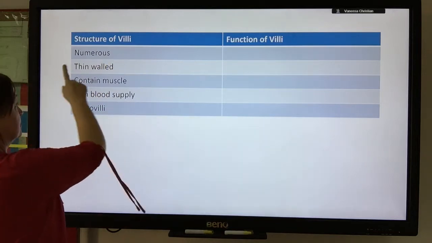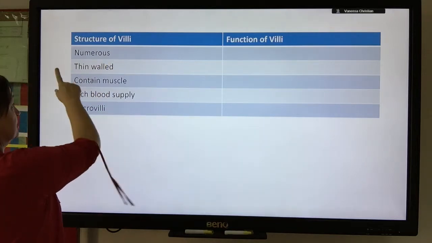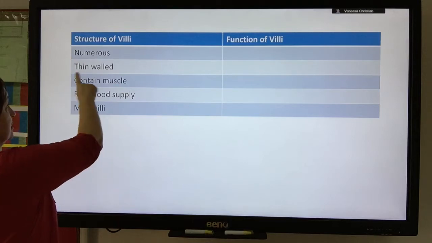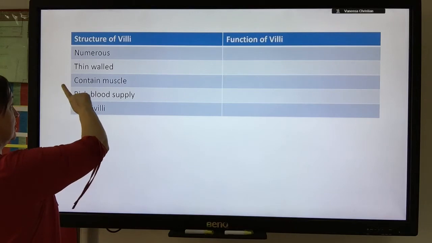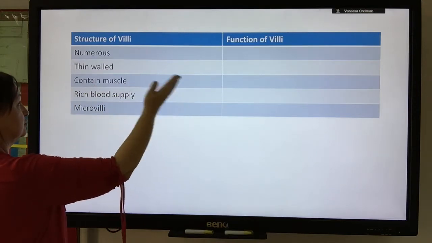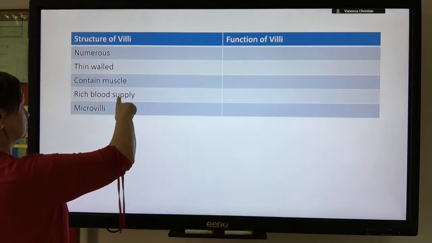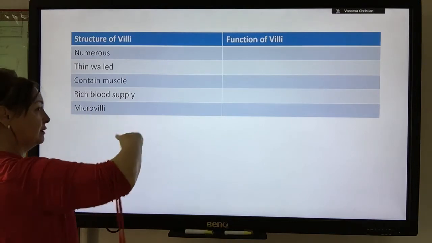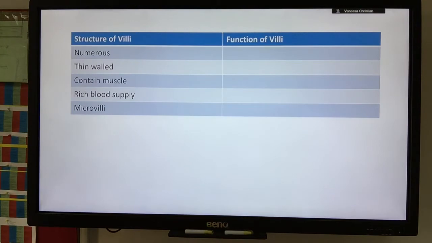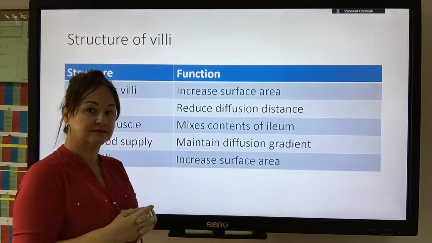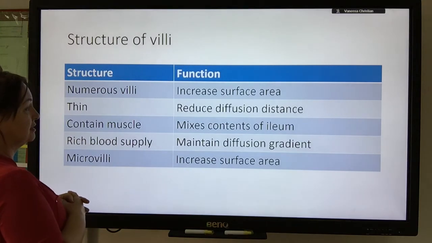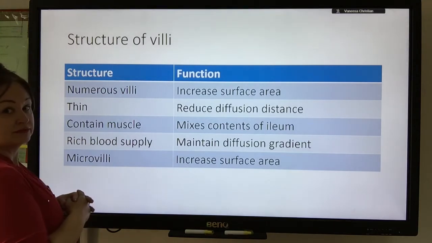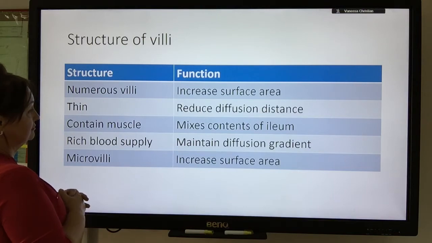Well, the first thing that we would say is that the villi are numerous, which creates a massive surface area. Secondly, they are thin-walled. In other words, the epithelial layer creates the idea of a wall, and that is very thin to reduce the diffusion distance. The next thing is that they contain muscle, and so they're able to move. This helps them maintain a diffusion gradient because the muscle mixes the contents of the ileum, and that ensures that as the products of digestion are formed, they're absorbed and moved along. And as it's moved along, new products from digestion are available for absorption. So here's an example of what you may have written.